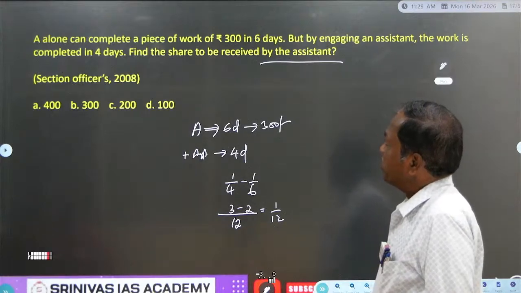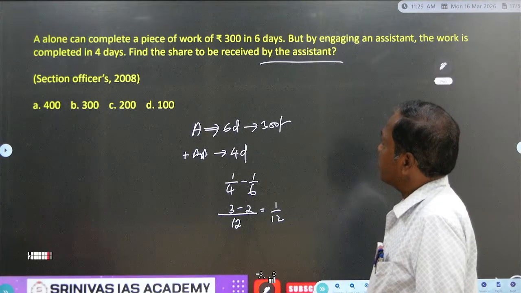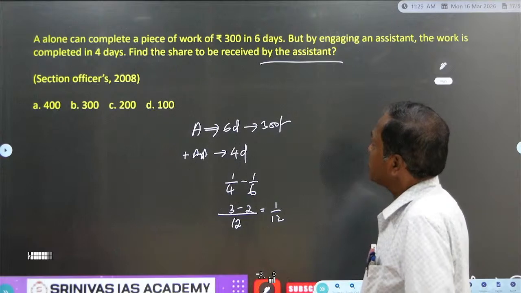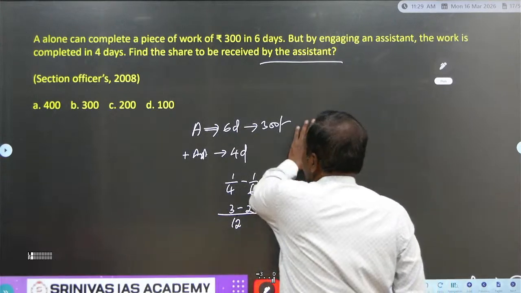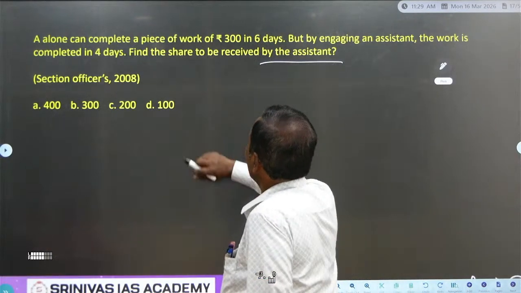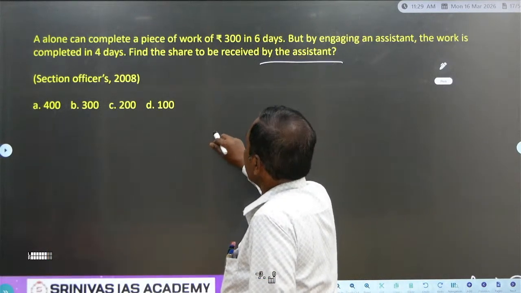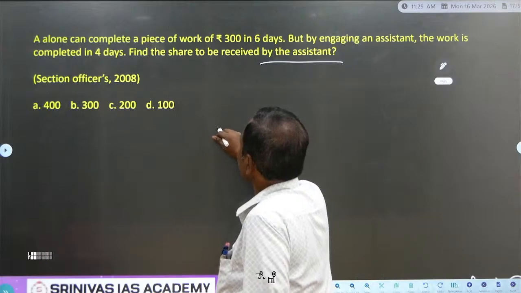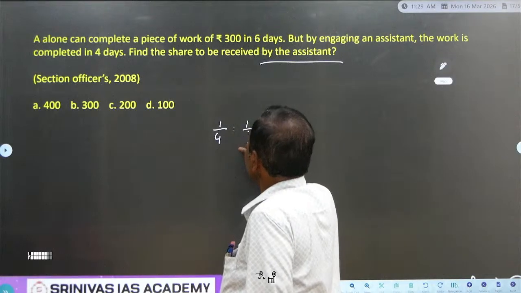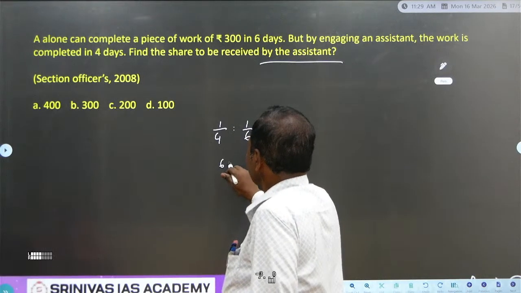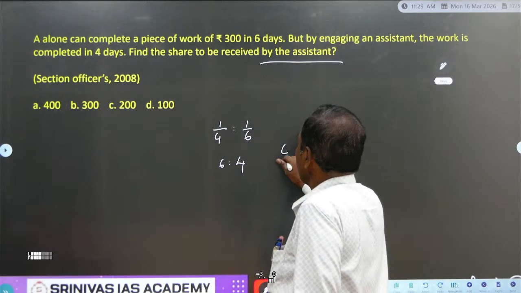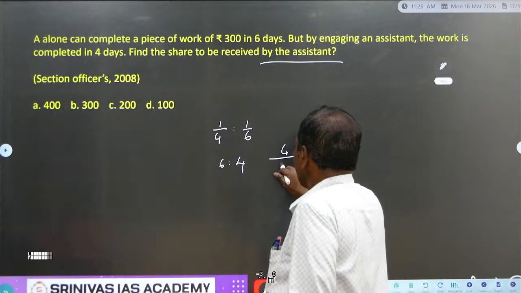A alone can complete a piece of work in 6 days for 300 rupees, but by engaging an assistant, the work is completed in 4 days. Find the share of the assistant. Now, what can you do? See, both of them together complete in 1 by 4, A alone in 1 by 6. So 6 is to 4. This is the efficiency of work. And 4 out of 10.